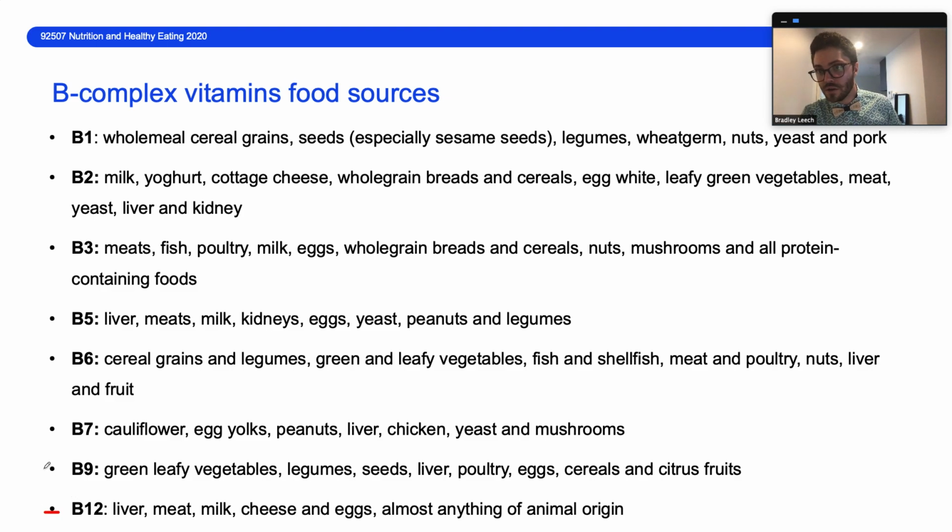On the other side, B9, which is your folate, is mainly found in green leafy vegetables, seeds and nuts and so forth. Yes, you can have some in poultry, eggs and liver, but one of the main sources are your green leafy vegetables. Other elements, you've got B1 up here, whole grains and cereals, B3, a number of animal-based products as well. Same with B5. B6, you're looking at more green leafy vegetables, nuts and poultry as well.